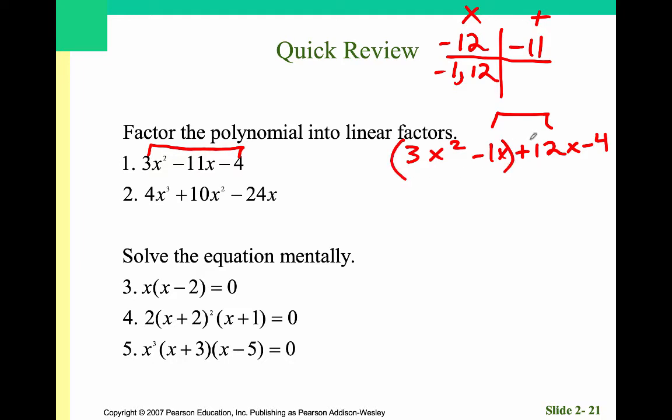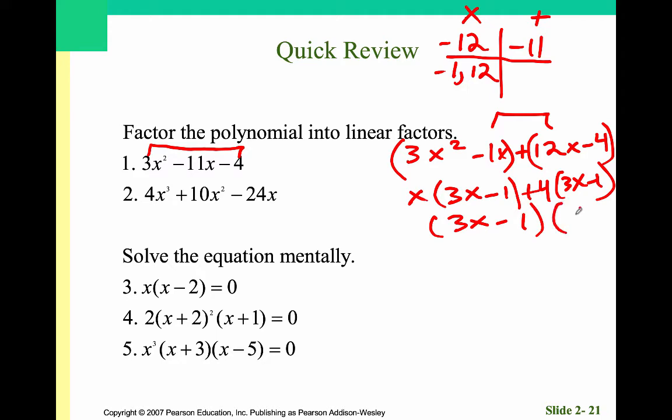And then we group, and we group. And we take out an x and have 3x minus 1. And we take out a 4, and we have 3x minus 1. And now we take out a 3x minus 1. And we're left with x plus 4. So this factors into 3x minus 1 and x plus 4.